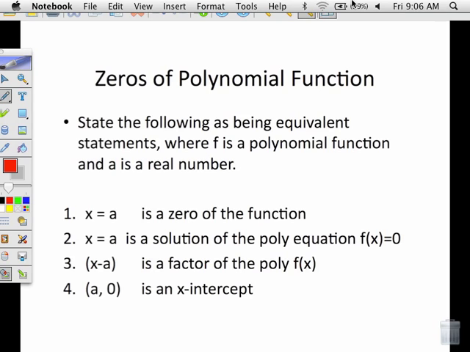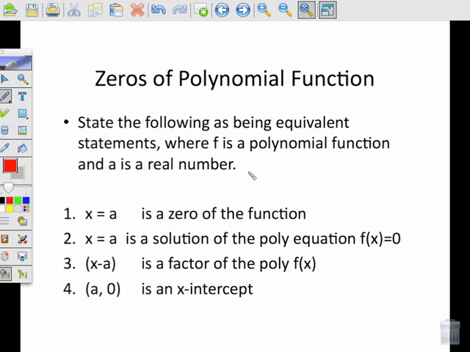All right, let's now look at the zeros of a polynomial function. The following are equivalent statements, where f is a polynomial function and a is a real number. All of these mean something about the polynomial. You might want to pause here and write this information down. Here you've got x equals a. That is a 0 of the function. A is a 0.